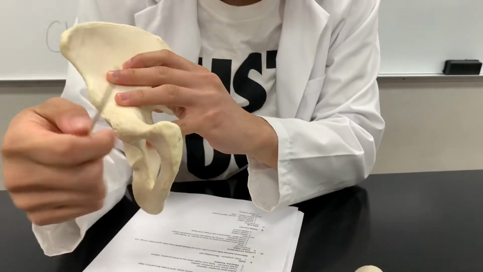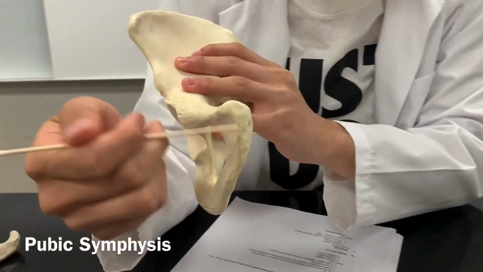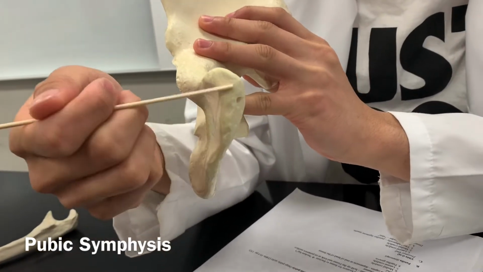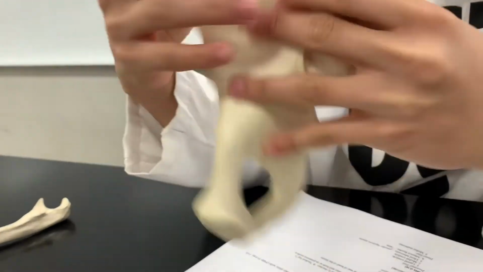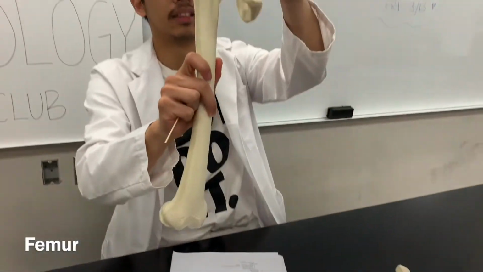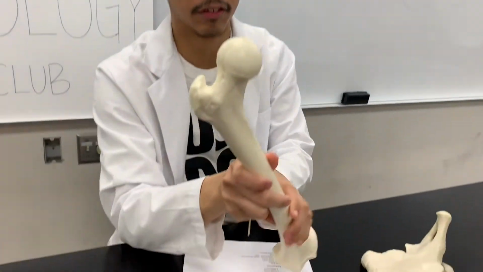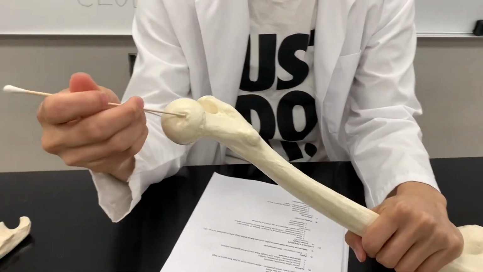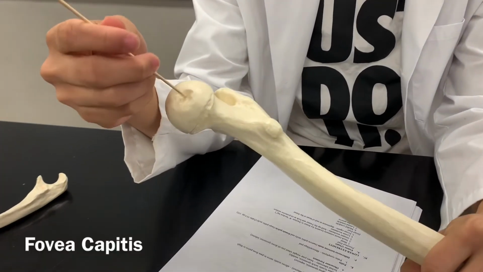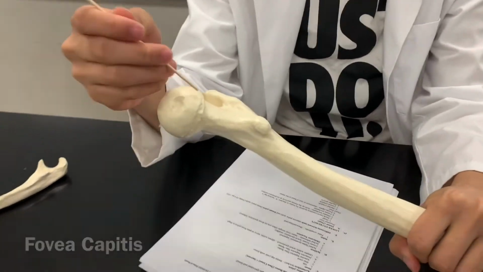And on your pubic bone, right here, there's a fibrocartilage pad called the pubic symphysis. That sits right here. And next you have your femur, which sits like that on the acetabulum. And on the femur, you have the head right here. And on the head, you have this little indentation called the fovea capitis.